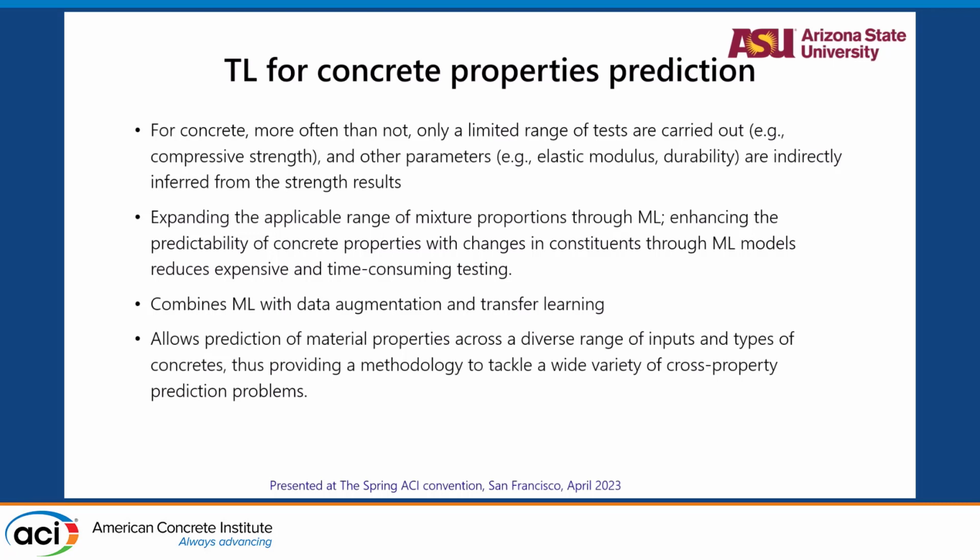Expanding the applicable range of mixture proportions through machine learning, combined with data augmentation and transfer learning. That's what we are going to talk about, which allows prediction of material properties across a diverse range of inputs and types, and therefore helps us to tackle a wide variety of cross-property relationships.